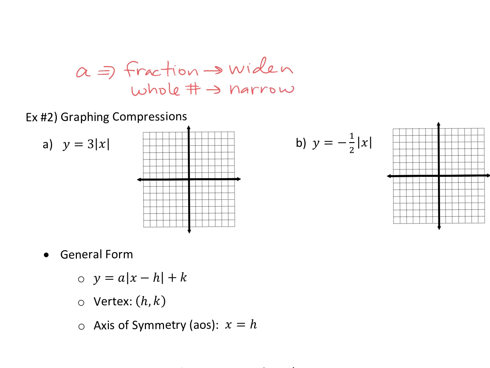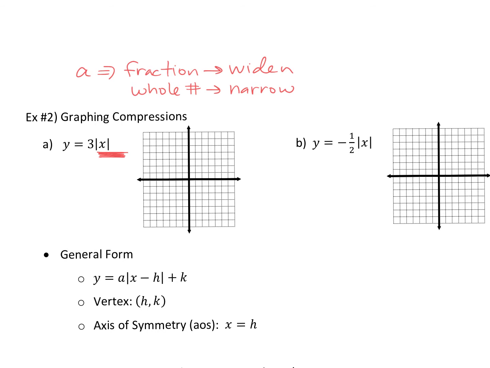Which makes sense. We're treating it like a slope, right? So if I go up 1 but over 4, like with 1/4, that up 1 over 4 is going to leave me wider. Whereas if I go up 3 but only over 1, that's going to keep me real narrow, right? So whole number is going to be more narrow. A fraction is going to widen up a bit. Okay, so graphing compressions.